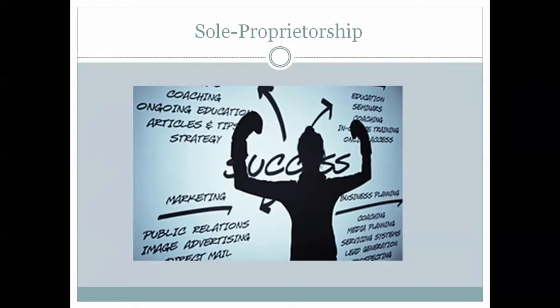Now, the reason the sole proprietorship is so popular is that it is the easiest way to get into business. Literally, you could leave this class and go home today and you could become a sole proprietor. You could start a sole proprietorship business. You could open a business on eBay and essentially you could call yourself a sole proprietor. There's no paperwork involved. You're pretty much good to go as soon as you start selling your products.